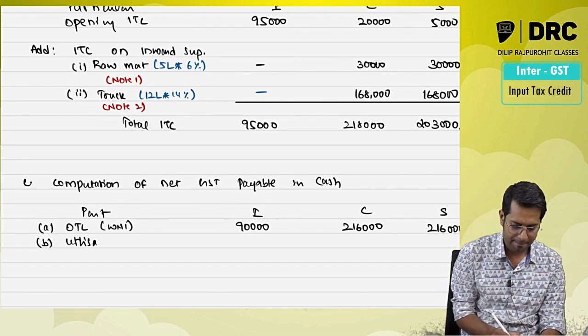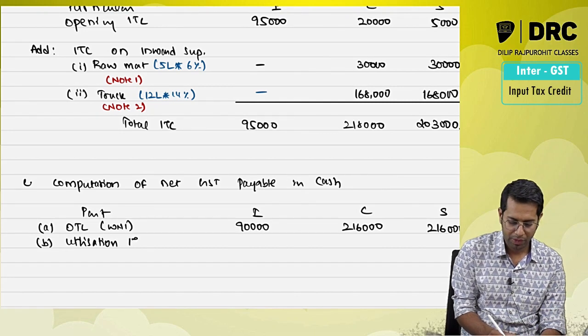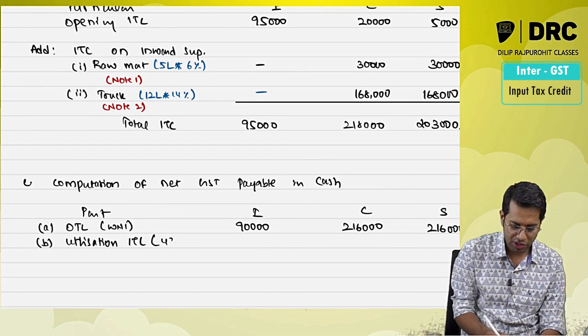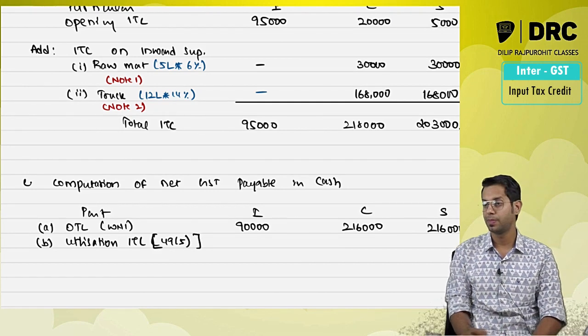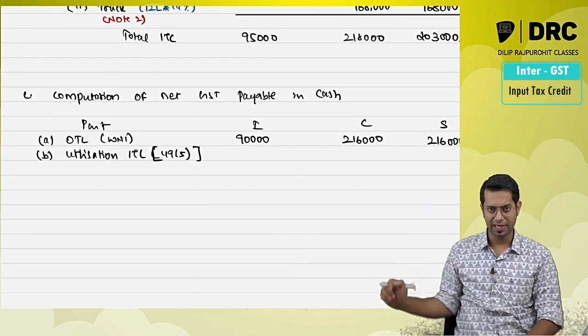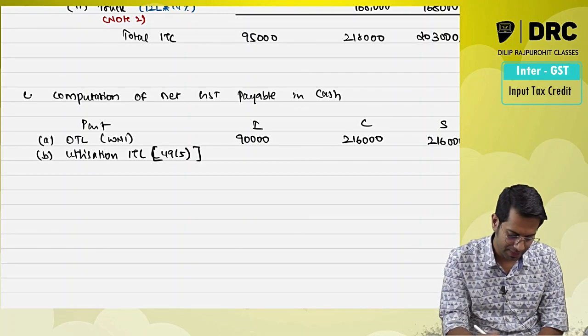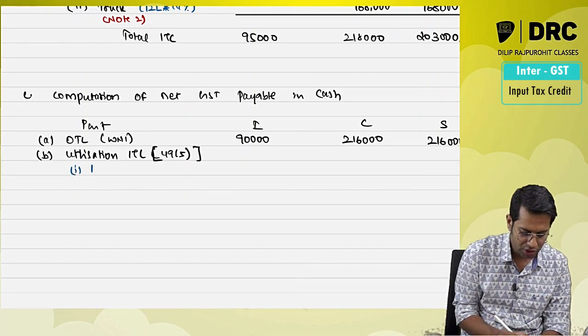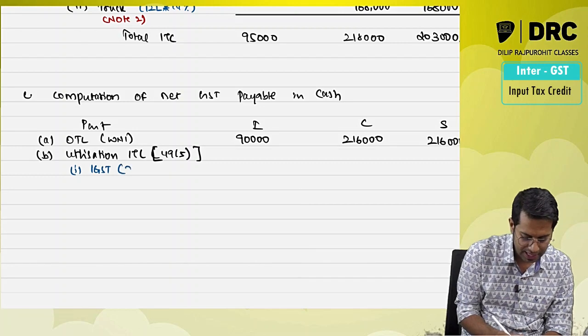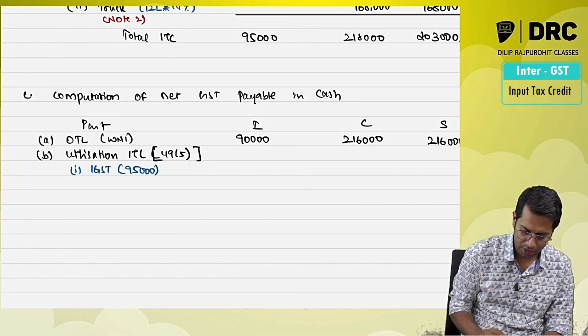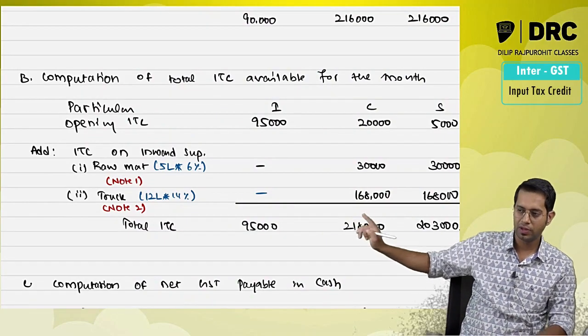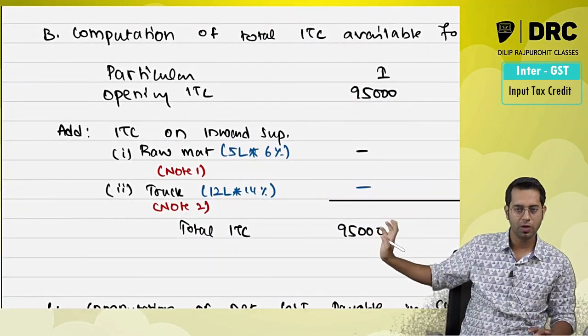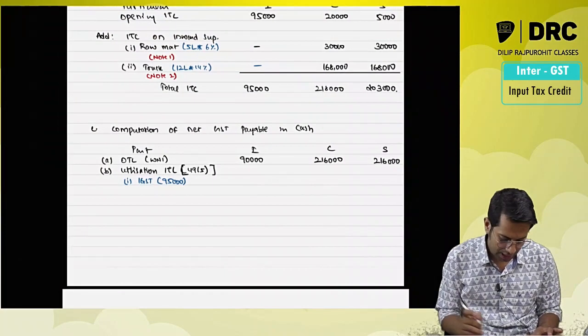Then utilization of input tax credit as per section 49 subsection 5. Very important section number, you should know this section number. So you should write the section later. How do you apportion this input tax credit? First one, I am apportioning IGST. How much IGST do I have with me? As per my second working note, the IGST which is available with me is 95,000.